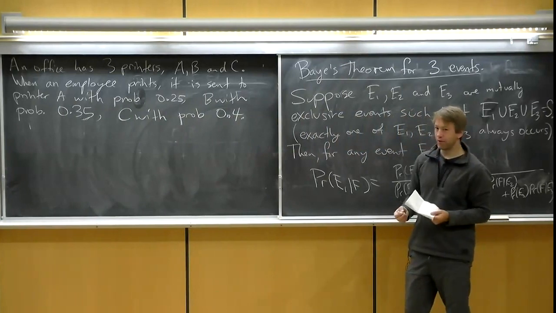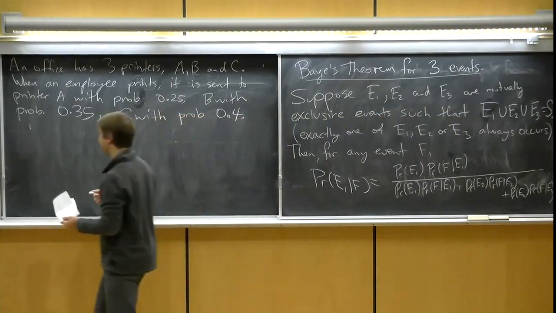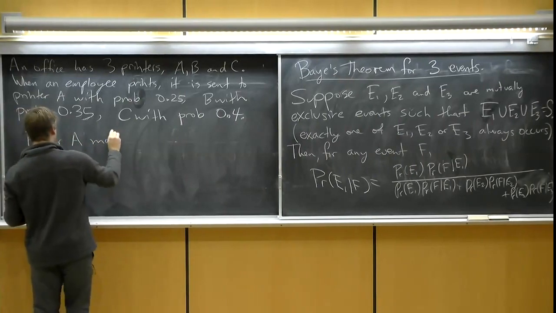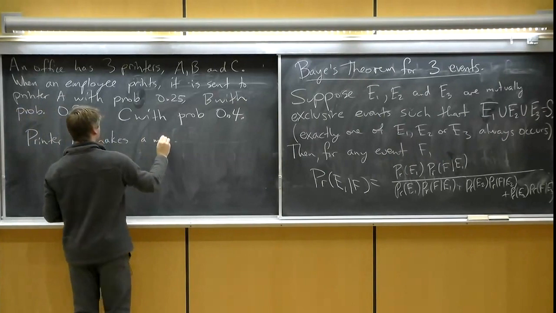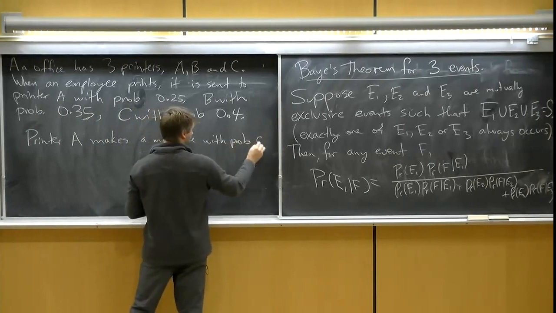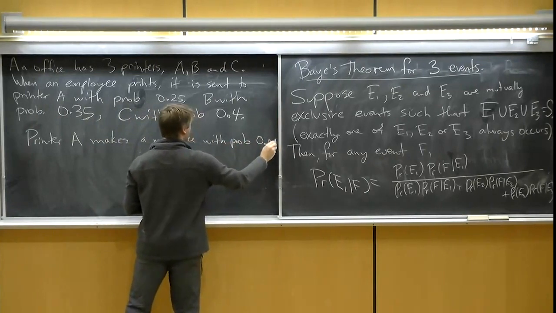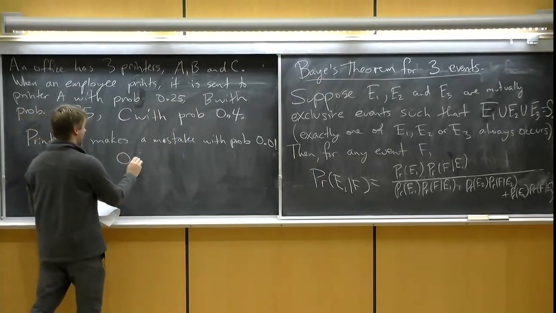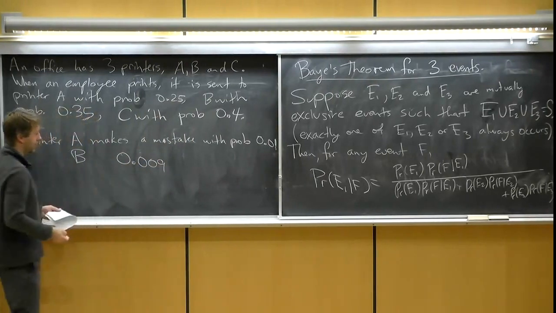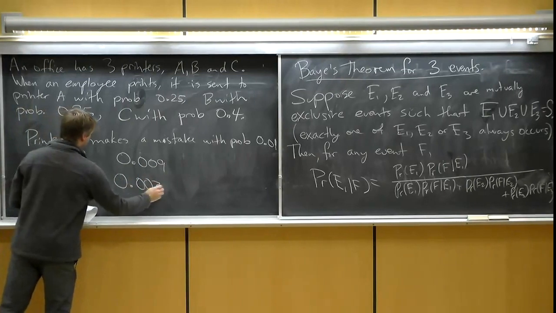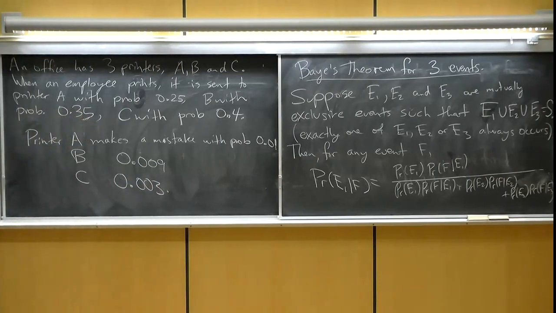Okay, these printers are not perfect. They can make mistakes. So printer A makes a mistake with probability 1%, so 0.01. B with probability 0.009 is the mistake probability. And C makes a mistake with probability 0.003. Okay.